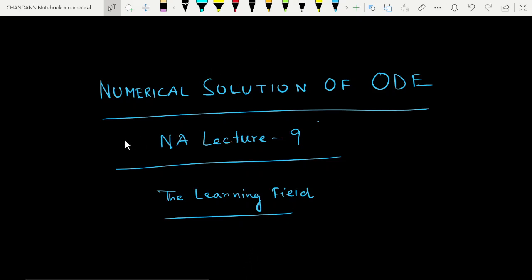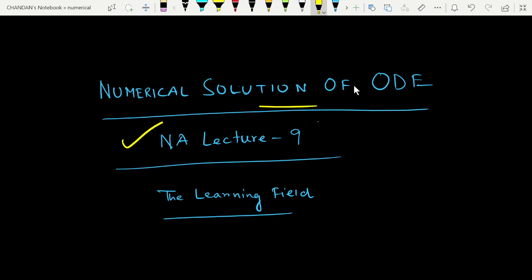This is lecture 9 of numerical analysis, and in this session we are going to discuss the numerical solution of ODE, and this is the most important session for GATE mathematics. This session will be the most important chapter. This chapter is the most important chapter for the GATE exam.